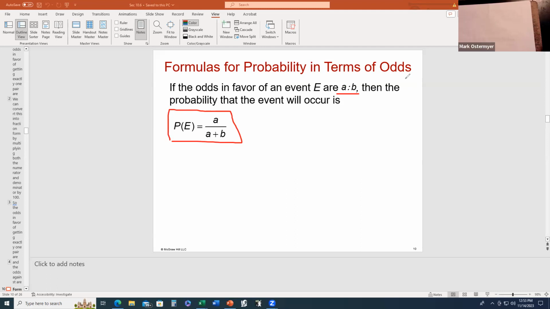And it just takes a little bit of practice to get used to these formulas. And I'll give you ample practice. But obviously you have to know those formulas to have a chance here.